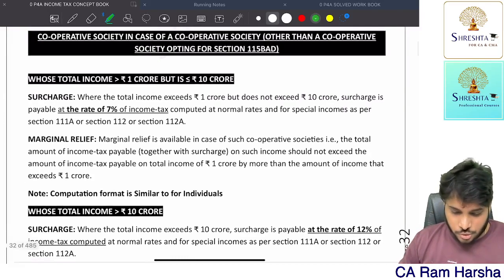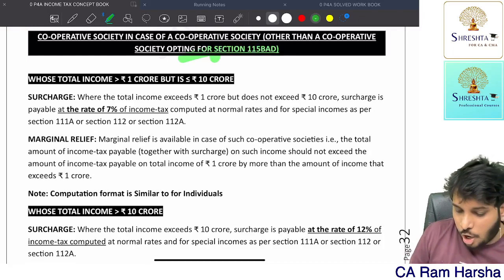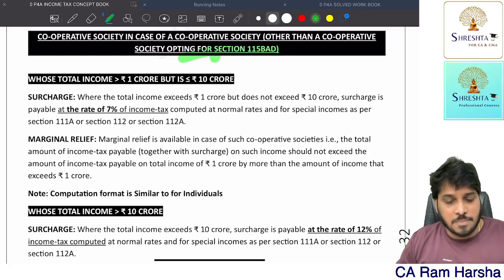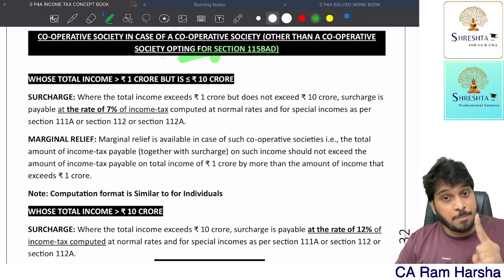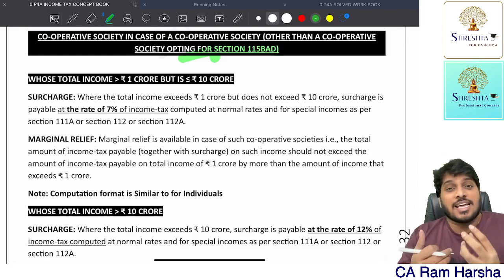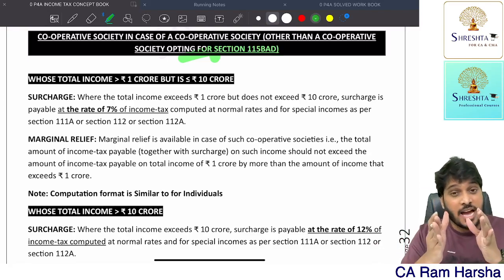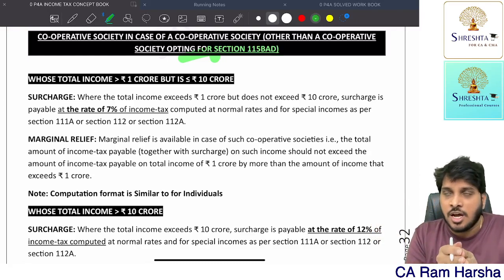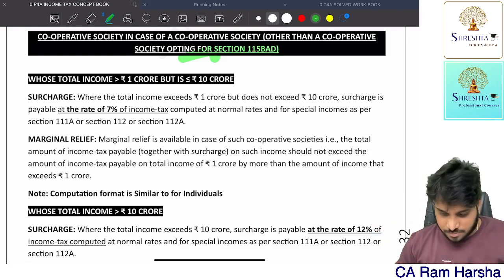And for companies, and for a corporate society other than one opting for the optional tax scheme under 115BAD. 115BAD and 115BA we don't have in our syllabus. We only have in our syllabus 115BAC, the optional tax scheme for individuals. I told you earlier in this class, and we have an exclusive discussion of that in the total income chapter, which is our 12th or 13th chapter. There we will be discussing in depth.